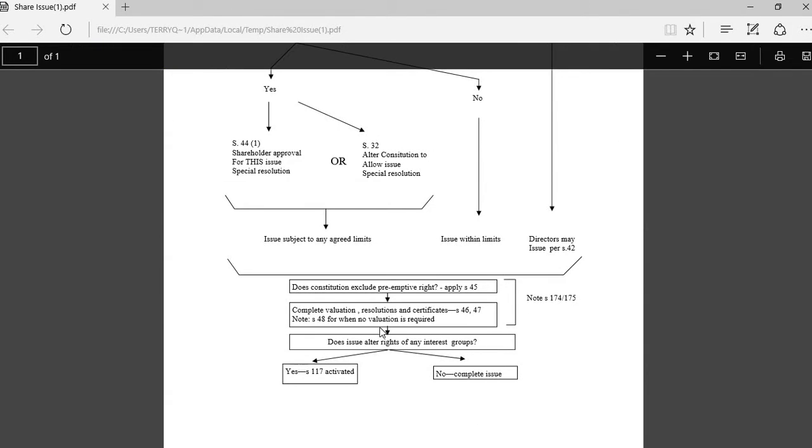Now, just to finish our diagram off, we can then issue the shares and get the money in. We do have the issue that if we change the constitution, this may activate buyout rights we discussed earlier. But for right now, the share issue process is to follow that diagram through in that way. And in the next video, we'll turn back to the worksheet and follow that through.